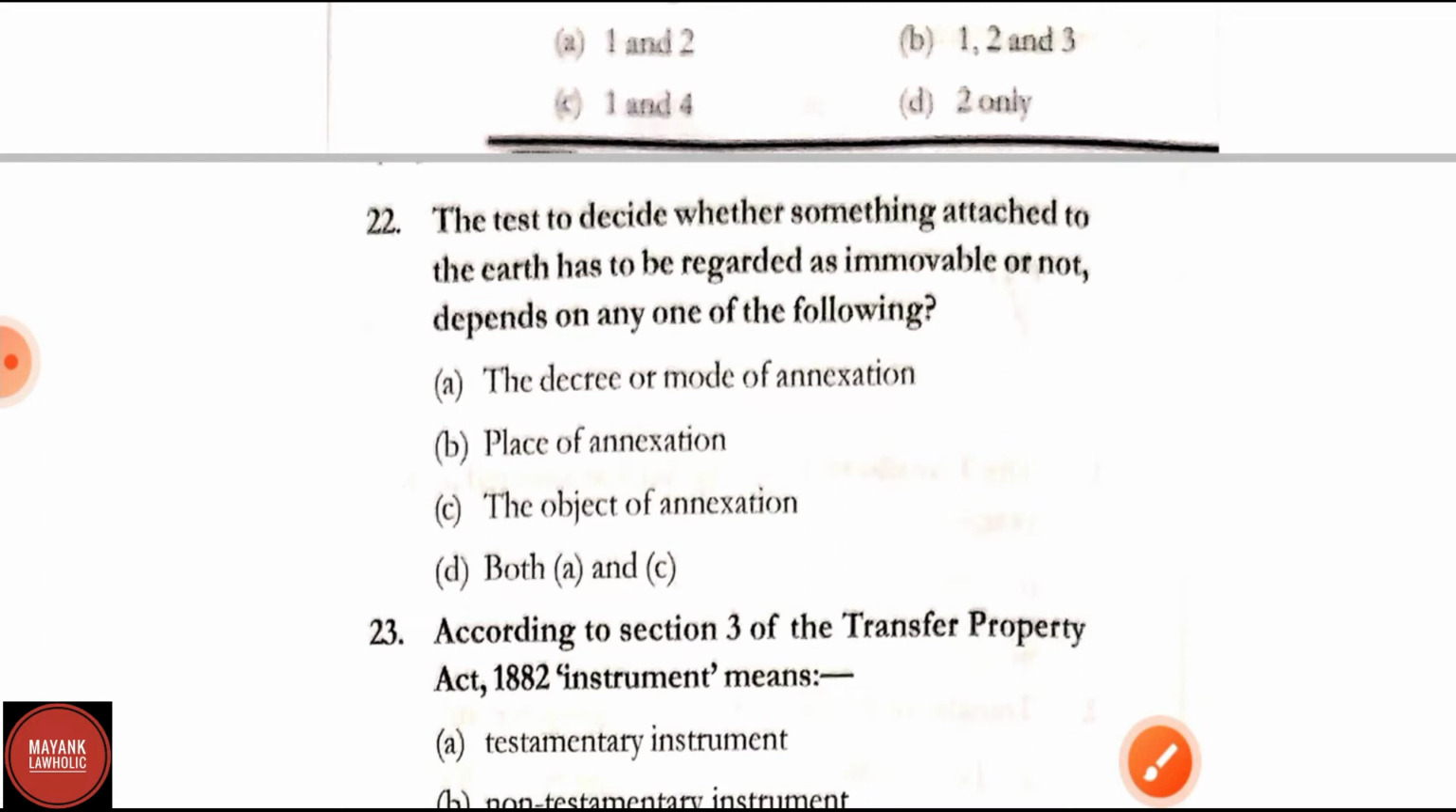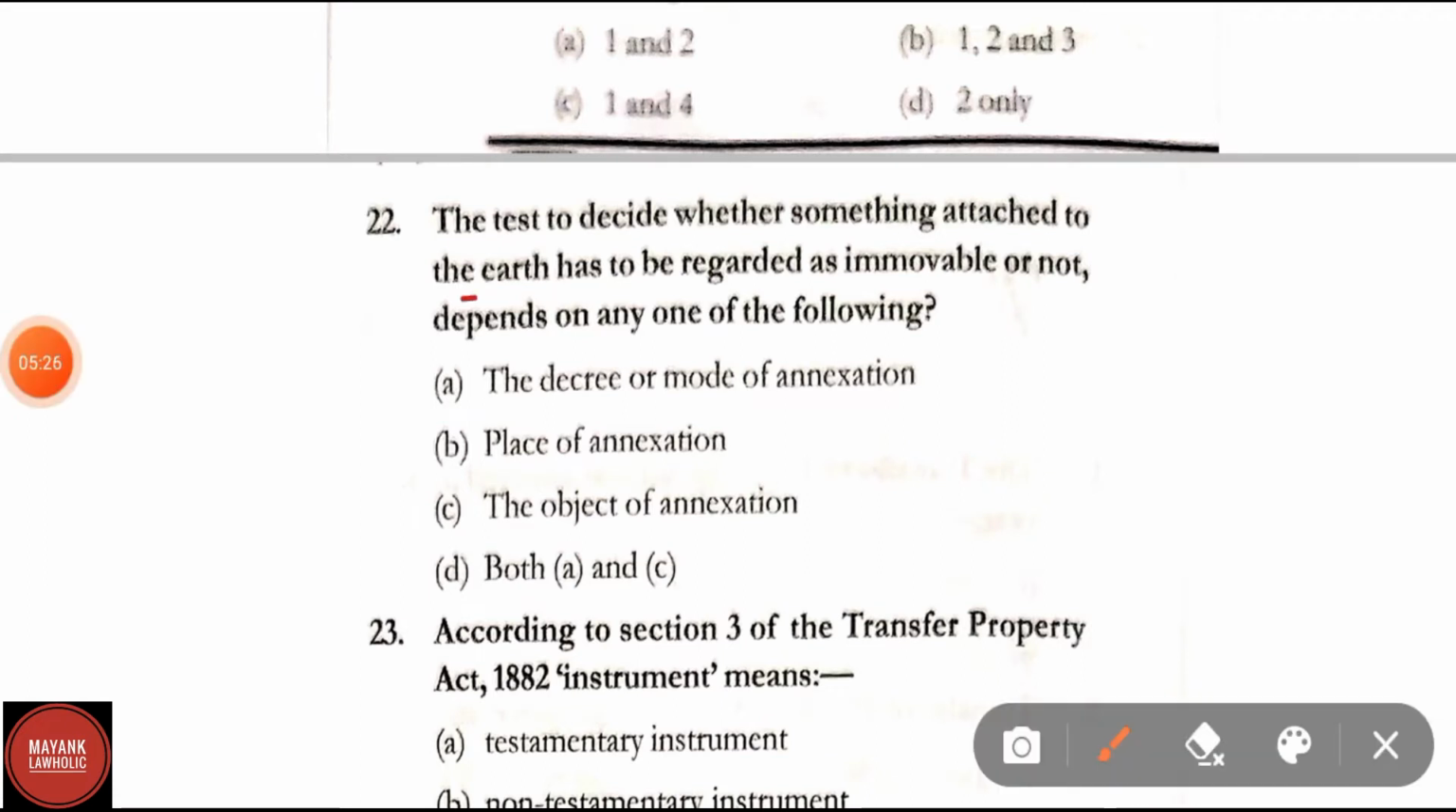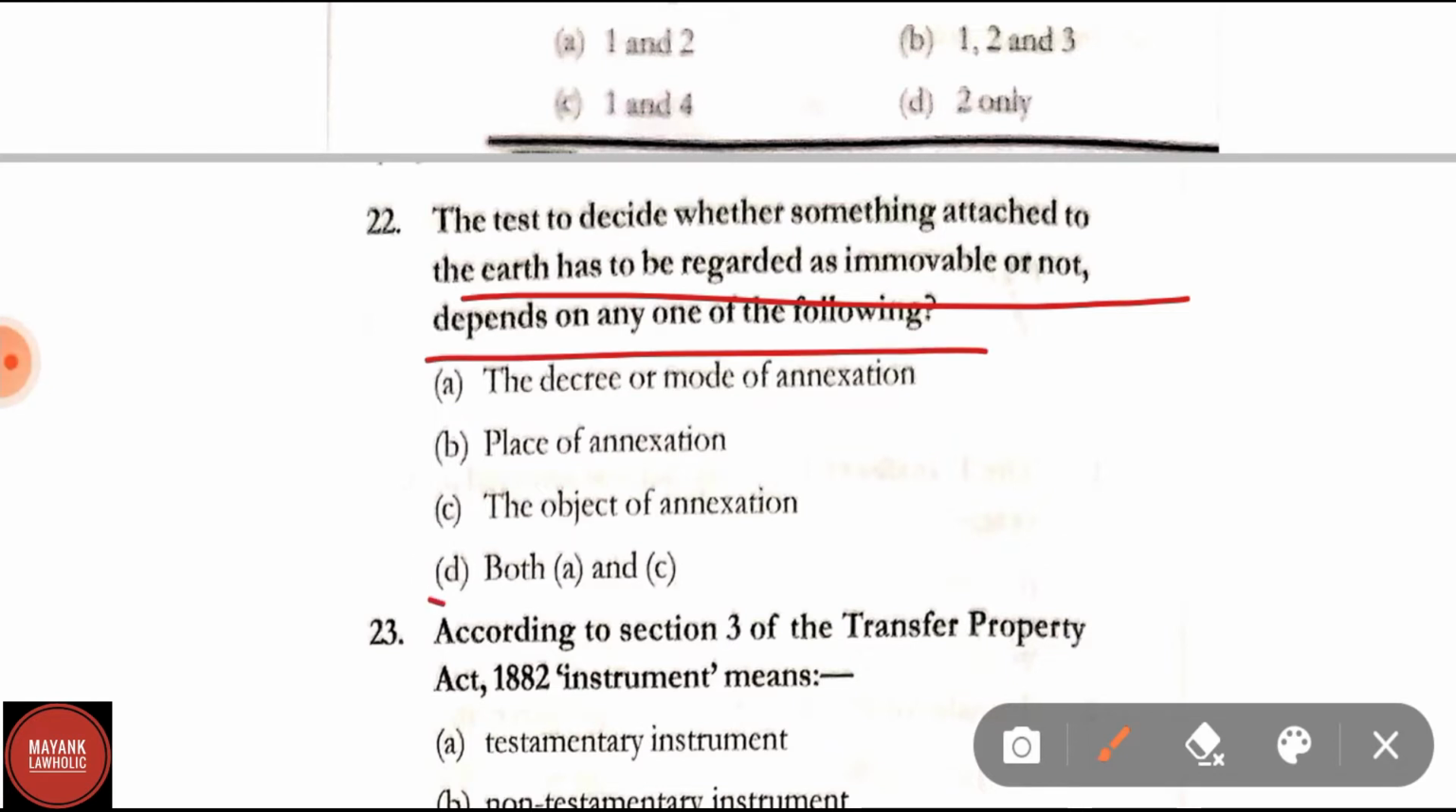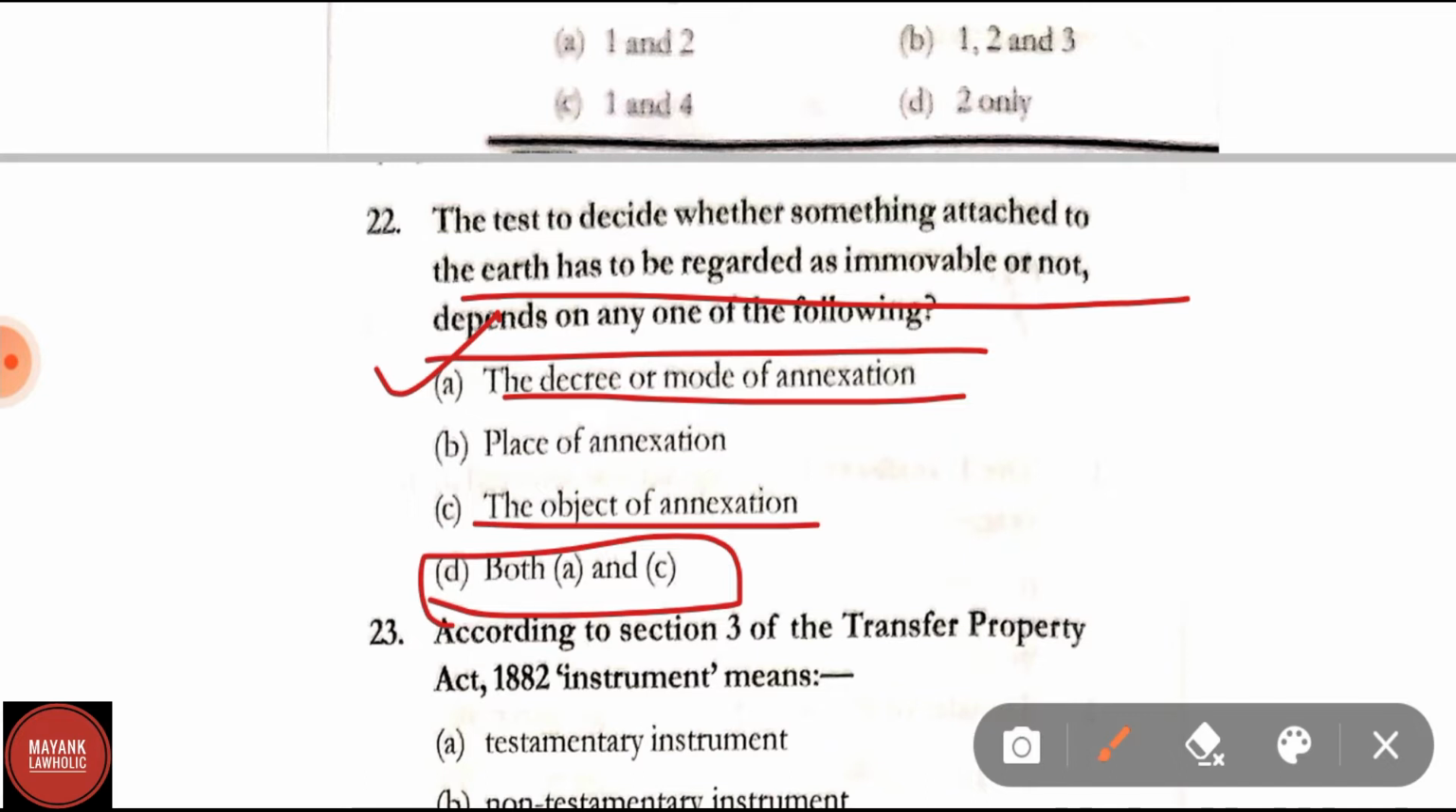Question number 22. The test to decide whether something attached to earth has to be regarded as immovable or not depends on any of the following: the degree or mode of annexation, place of annexation, the object of annexation. Correct answer is option D, both A and C, that is the degree or mode of annexation and the object of annexation.